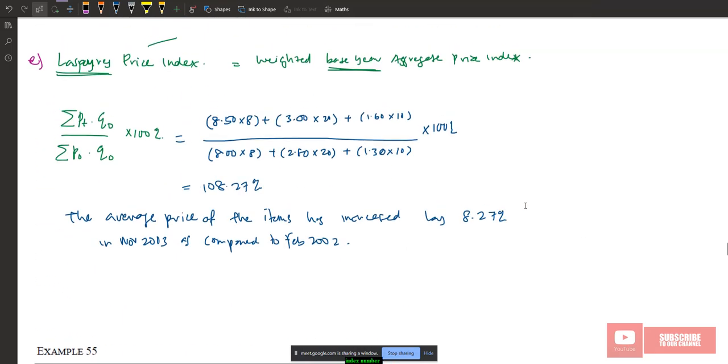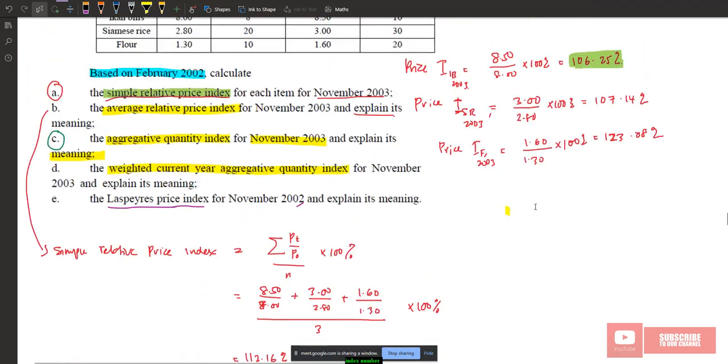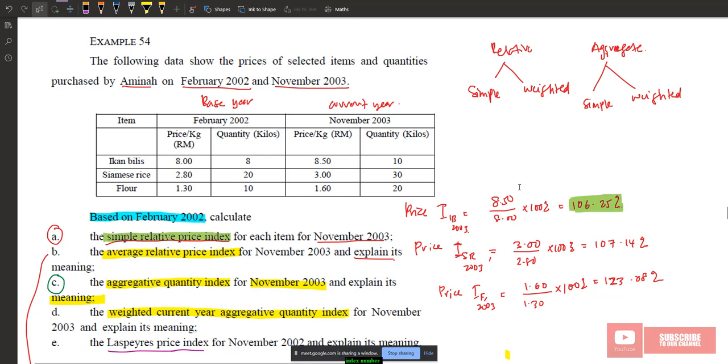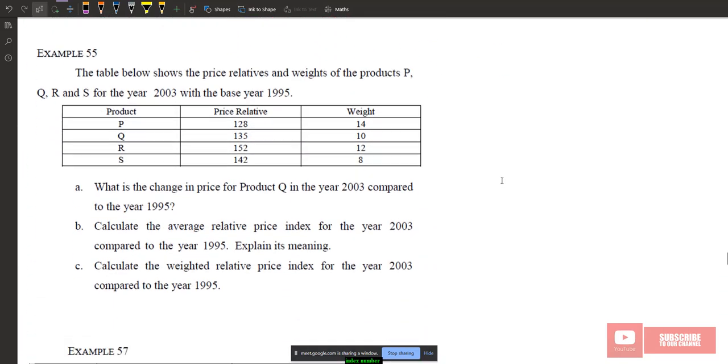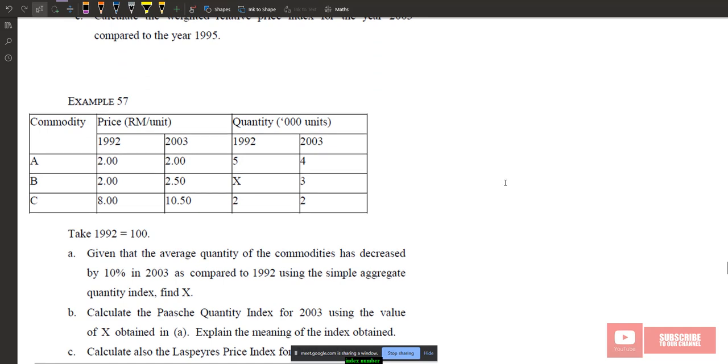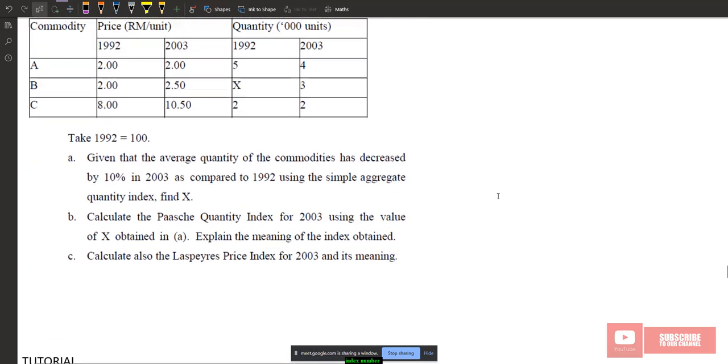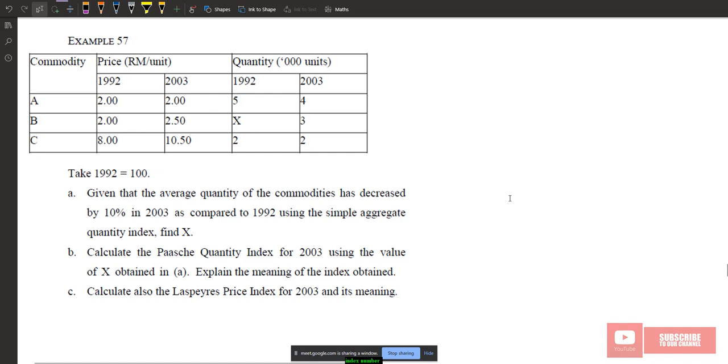So if you can notice, I gave you one example, right? And this example is a very easy example, right? And then I leave for you example number 55, 57, and the tutorial. This is going to be a hard example, right? So I want you to try to solve it by yourself. If you have a question later, maybe next week we will discuss this question, right?